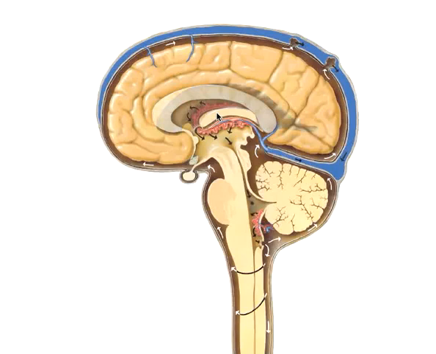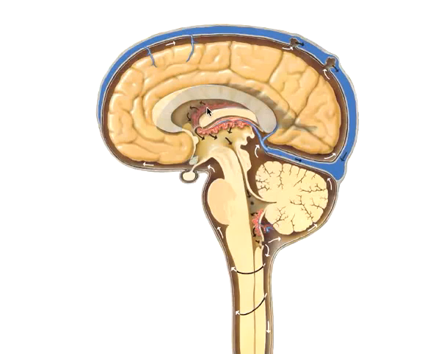So CSF is produced here in this structure, which is the lateral ventricle, and in this structure, which is the third ventricle. It's also produced down here in the fourth ventricle. So those are the ventricles of the brain. The ventricular system is inside the brain, and it is composed of the lateral ventricle, the third ventricle, this little space here, which is the cerebral aqueduct, and the fourth ventricle.